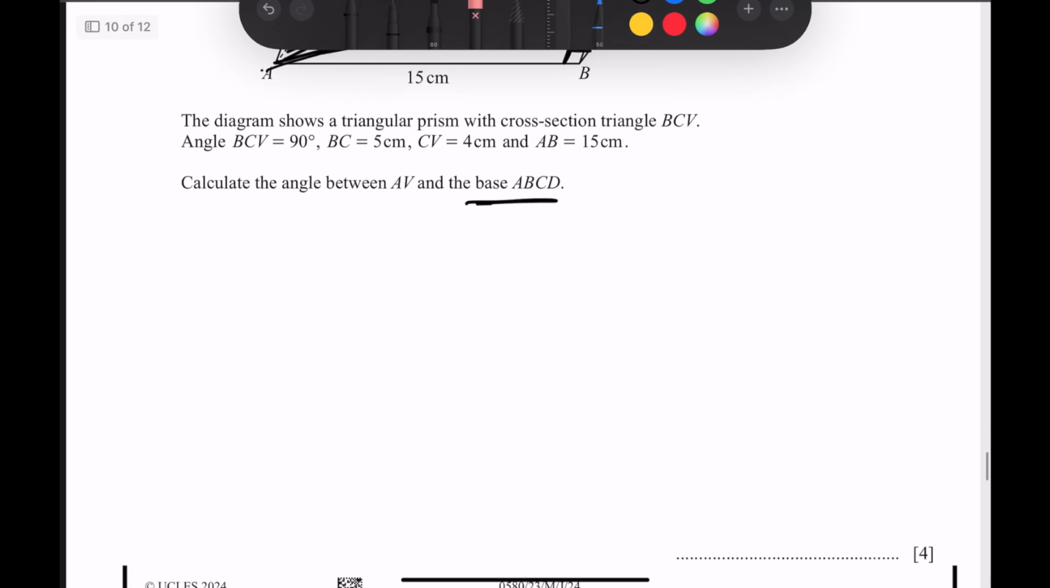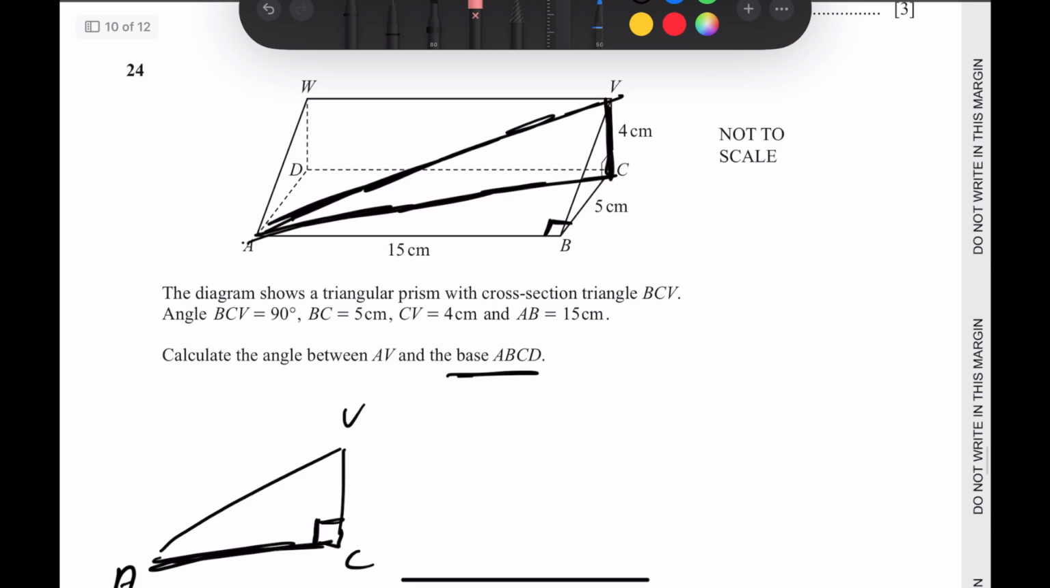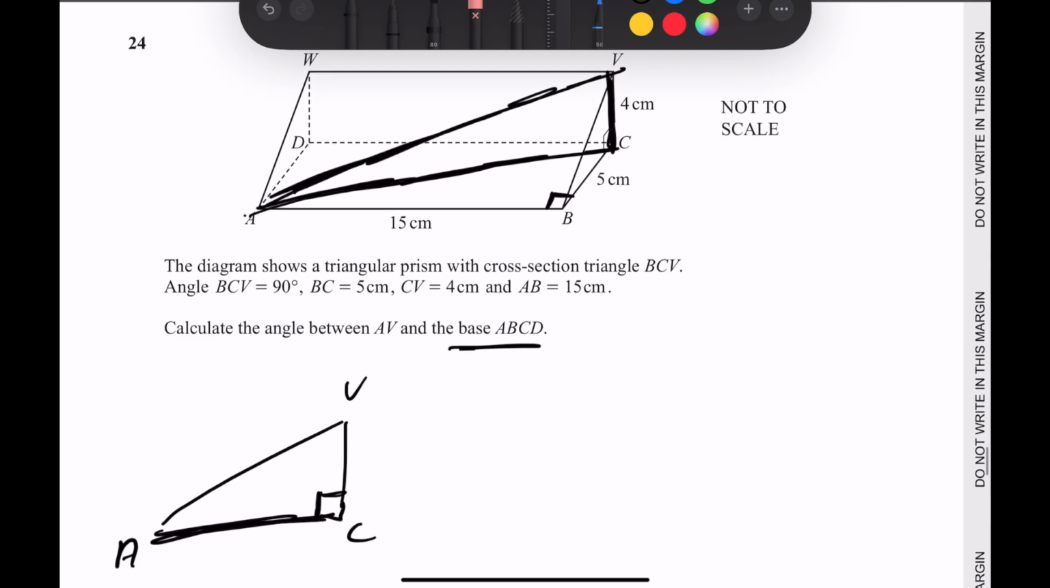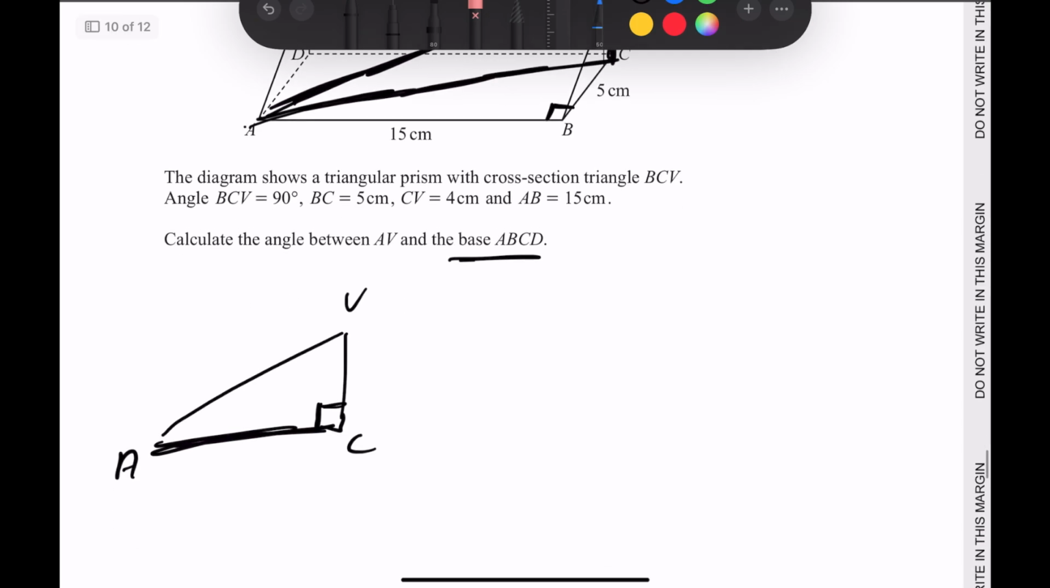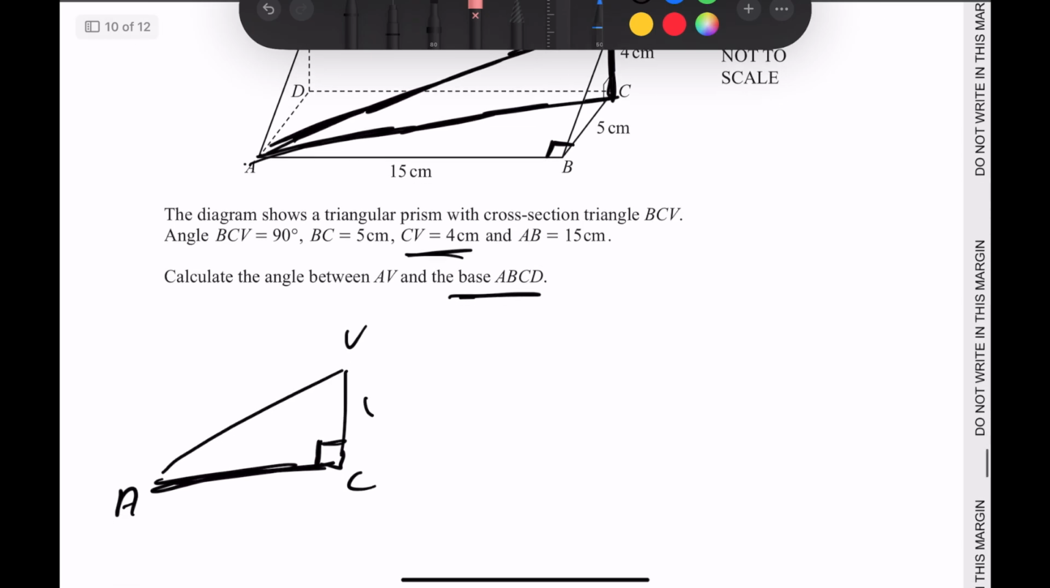So if I redraw this triangle, A, C, V, where AC is equal to the base, and this is a right angle, as you can see, since it's given in the question that angle BCV is equal to 90 degrees. Therefore, angle ACV is also equal to 90 degrees. So the length of CV, as written before, is equal to 4 centimeters.